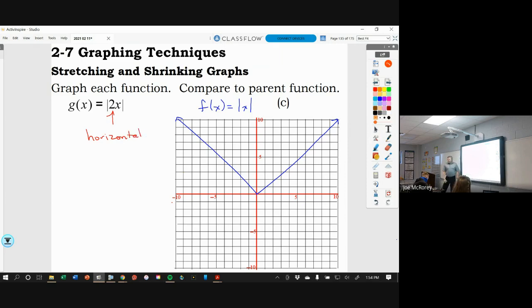Okay. Remember, anytime something is inside of a grouping symbol, it's going to be opposite of what it apparently would be. So common sense would tell me this is probably a stretch because of the number 2, but it's inside a grouping symbol. This is going to be a horizontal compression by a factor. Now hold on, compression has to be less than 1. It would be 1/2. Okay?